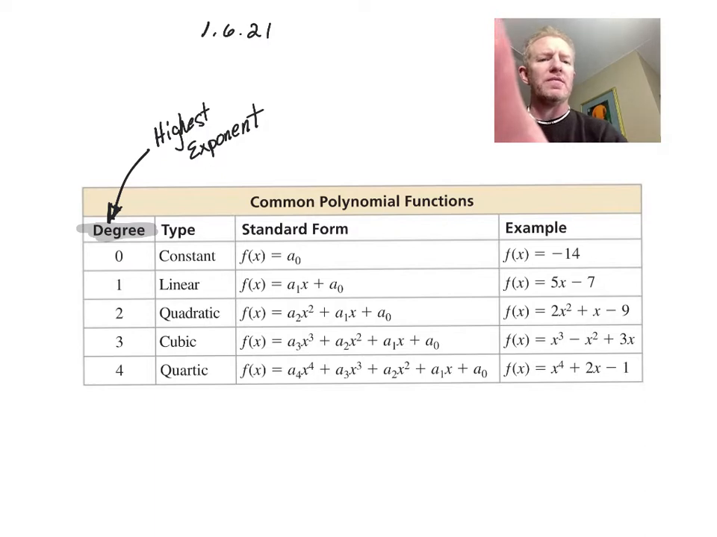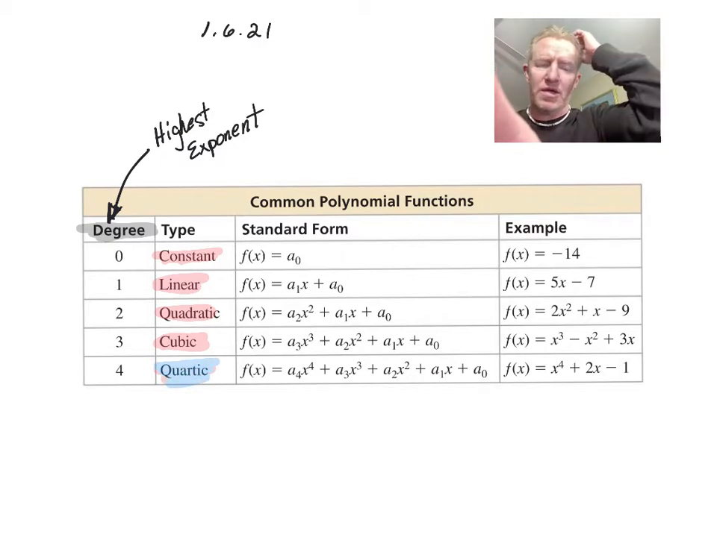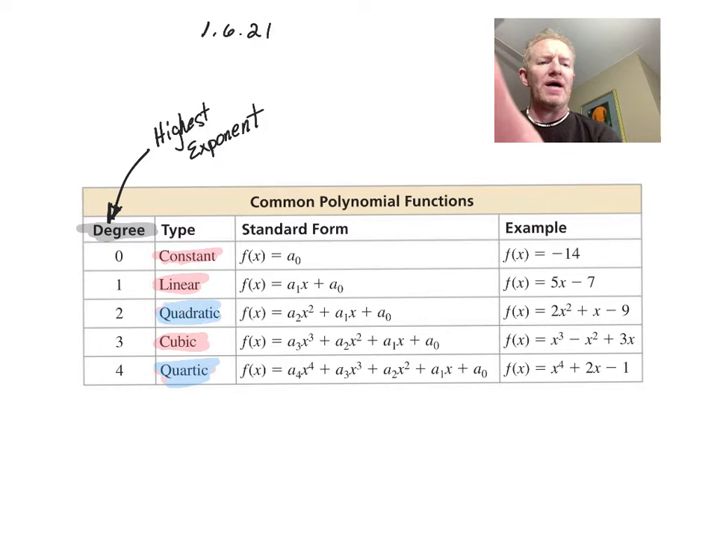So if it's degree 0, it's called a constant function. If it's degree 1, it's linear. 2 is quadratic, 3 is cubic, and 4 is quartic. A lot of students are having a hard time with this word quartic. And then the other one that's difficult is if it's an x squared for the highest degree, highest exponent, then it is quadratic. And so here's some examples of each of these types.